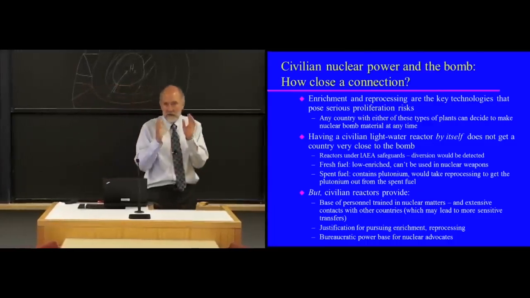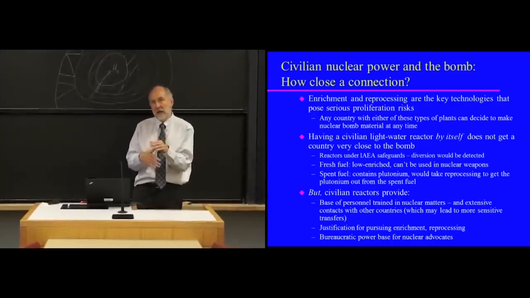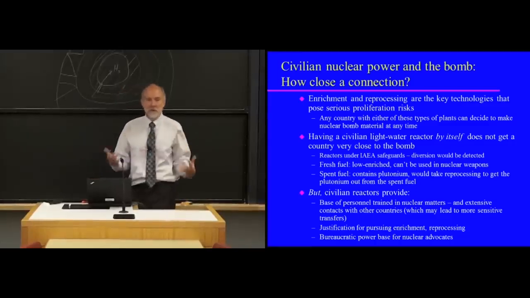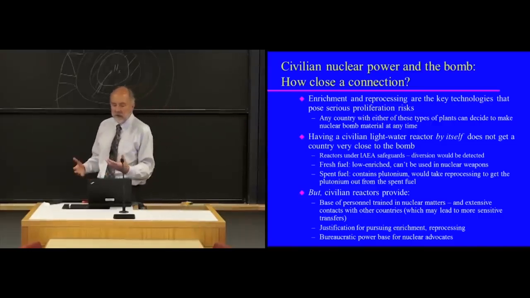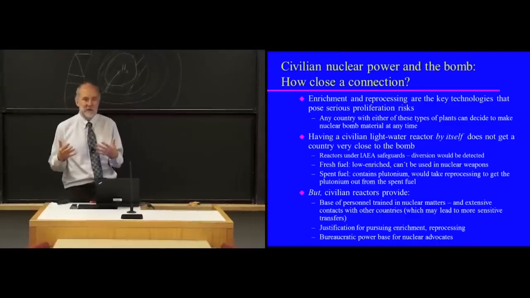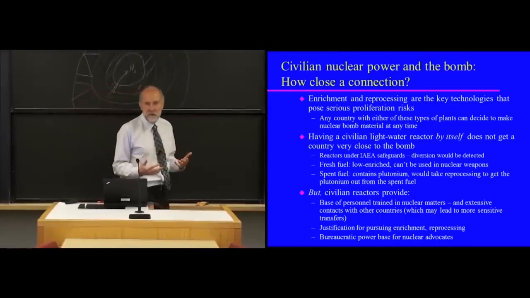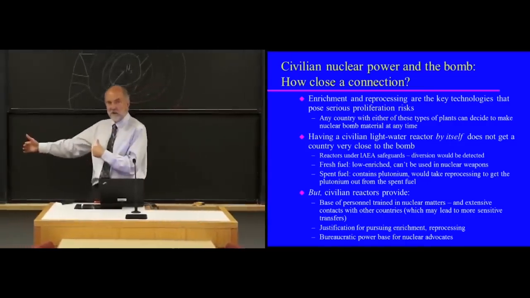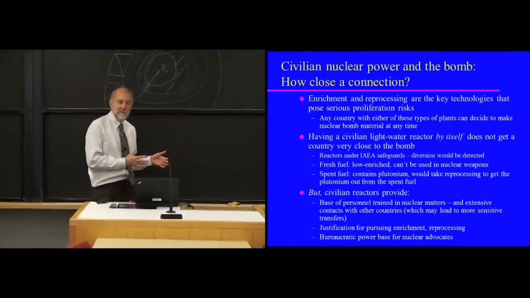In any case, the key technologies you need to worry about with respect to nuclear proliferation and the intersection with civilian nuclear power are enrichment and reprocessing. So if a country builds a nuclear reactor and doesn't build enrichment and reprocessing, then it does not help it much in getting closer to the bomb. It does help. Certainly the reactor produces plutonium in the spent fuel, but if you haven't got a reprocessing plant to get at that plutonium, then you can't use it to make a bomb.